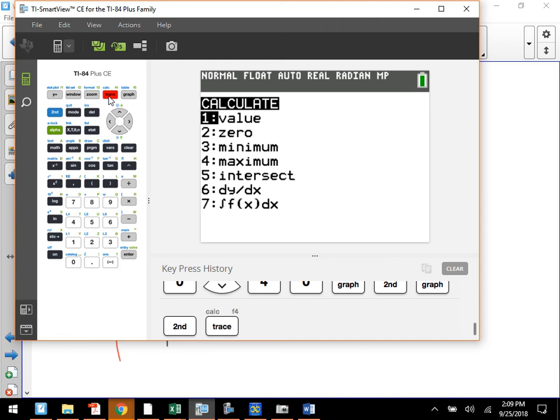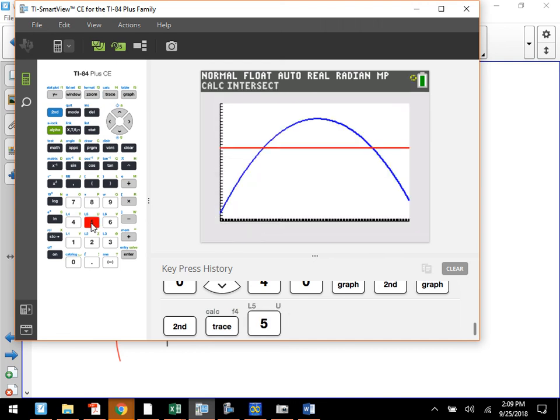Maybe the one that says intersect. Now it's going to ask you some questions. First curve. So I want to figure out the intersection on the point on the left first. So I'm just going to move my cursor over. The closer I get to where they intersect, a little bit more accurate it winds up being. So the first curve, I'll just leave it there. I'll hit enter. Second curve. Notice how it flips over to the red line? I'm going to hit enter again. Guess. I don't care. There's your intersection. 45.5 from that spot.